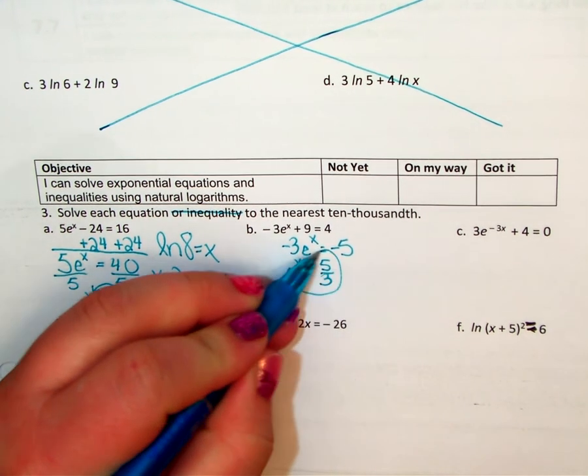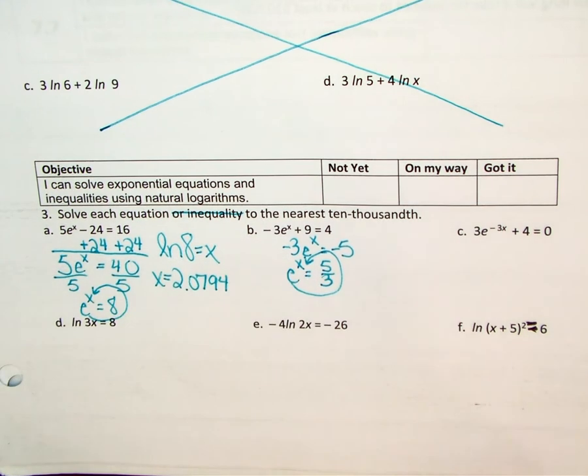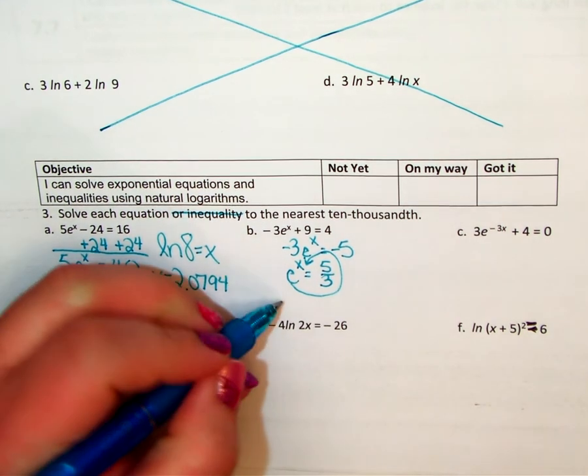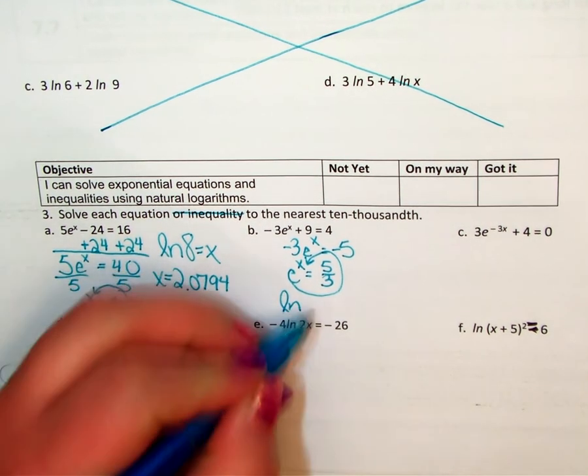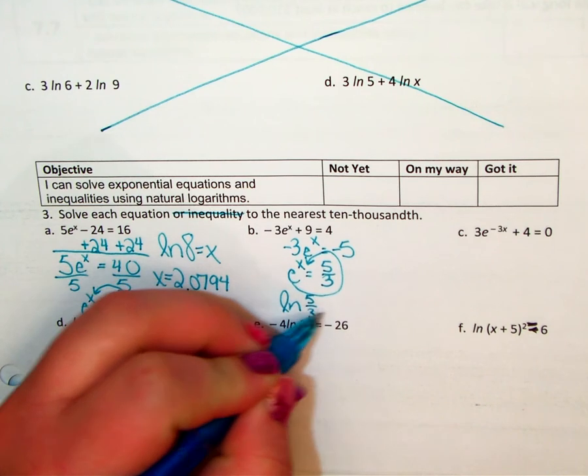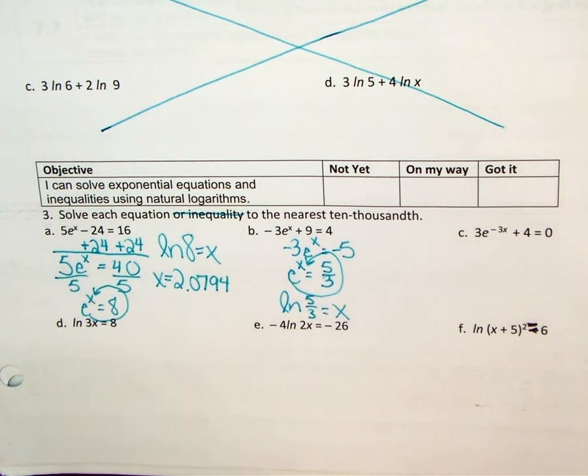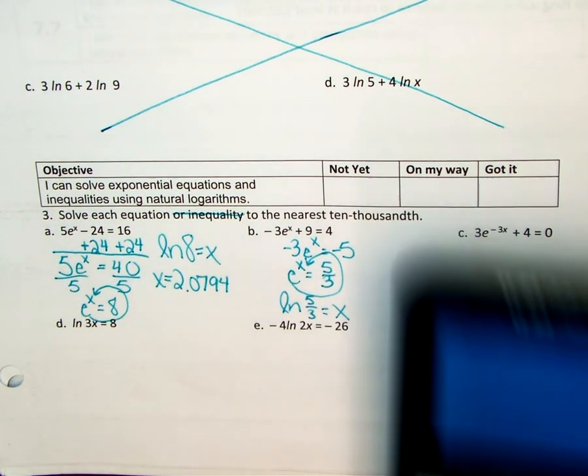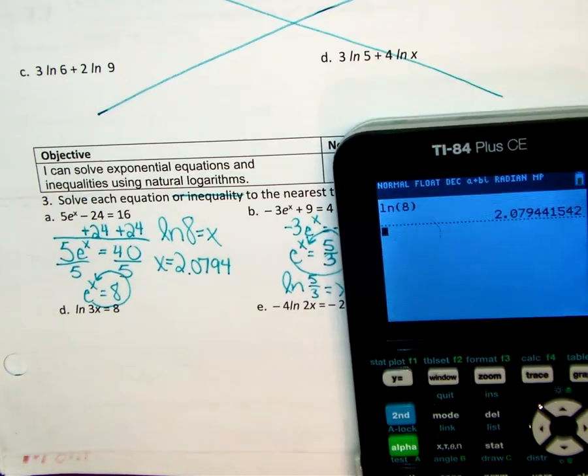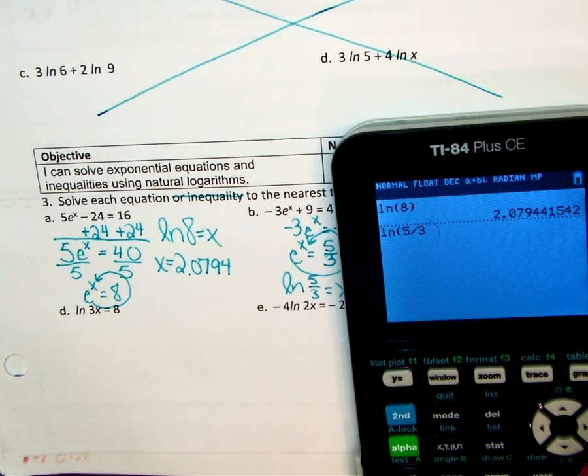So draw my loop. And if I was using logs, I would have log base e, which we know is natural log, of 5/3 is x. Now it's something I can put into my calculator because my variable is alone. ln of 5/3, close your parentheses. So we get 0.5108.